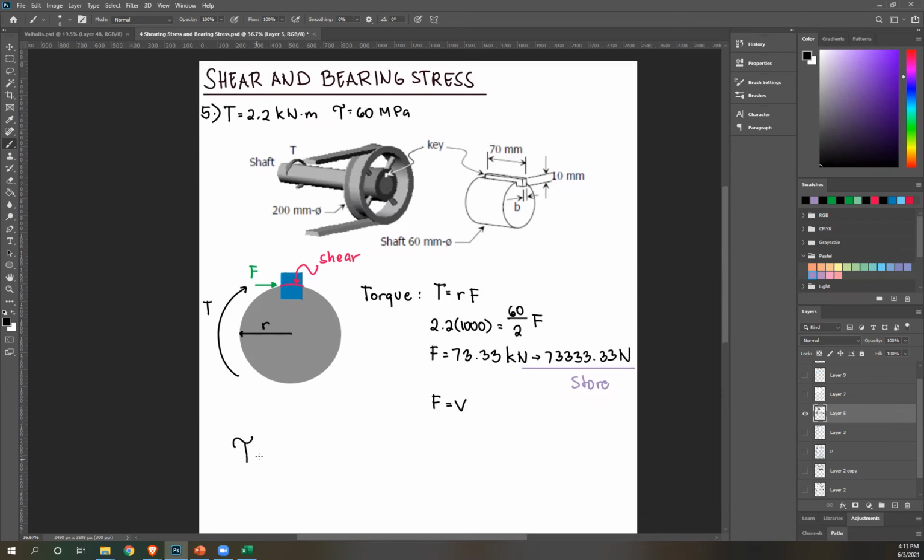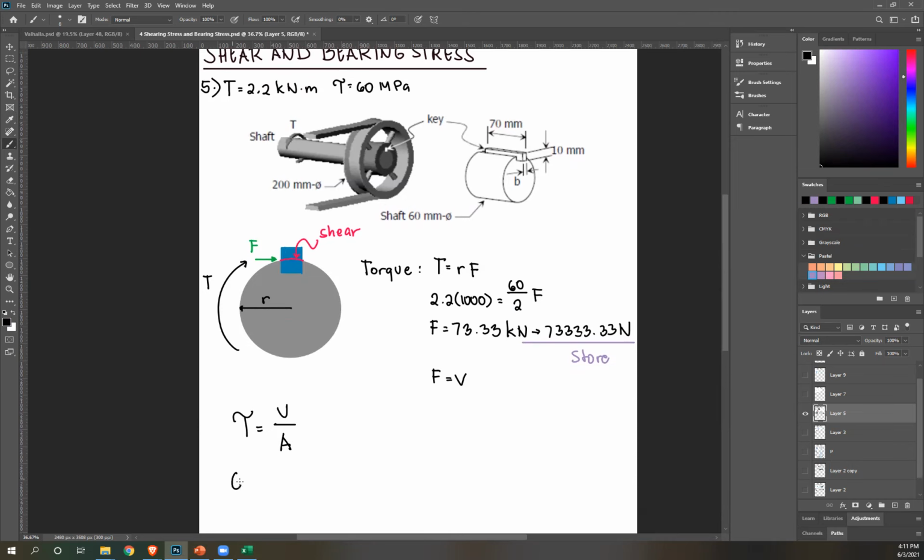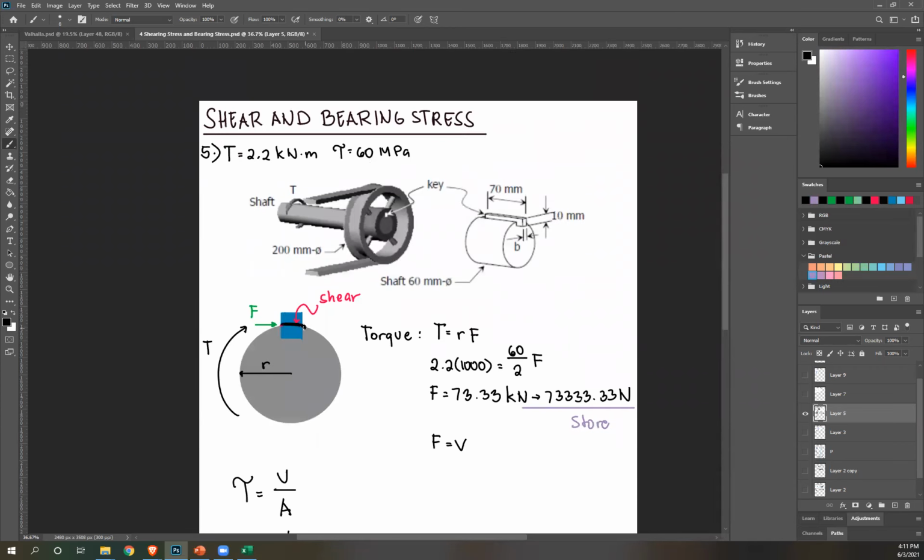We can now use the equation for shear stress, V over A. Shear stress is limited to 60. Shear force is this, right? That's your V. And then the area of your shear stress is this, right? It's also equal to this. It's basically a rectangle. This curvature is too small to be significant. Therefore, you can just consider this as a straight line. Therefore, it's this multiplied by its length, right? To get the area of the rectangle here.